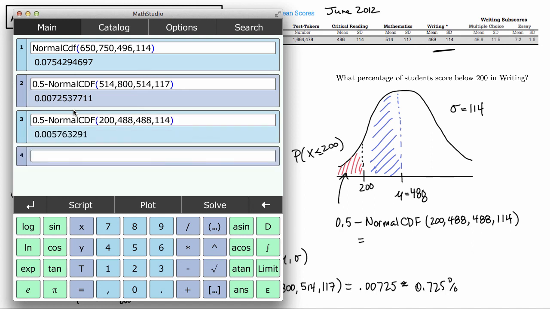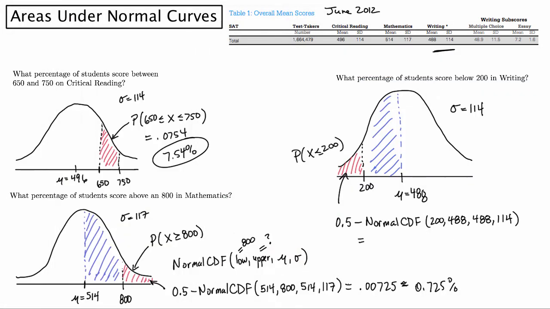And so we calculated that value. It's also a very, very small percentage chance at 0.00576, which is approximately 0.576%. So less than a 1% chance of scoring below 200, less than a 1% chance of scoring above 800 on the math, and about a 7% chance of scoring between 650 and 750.